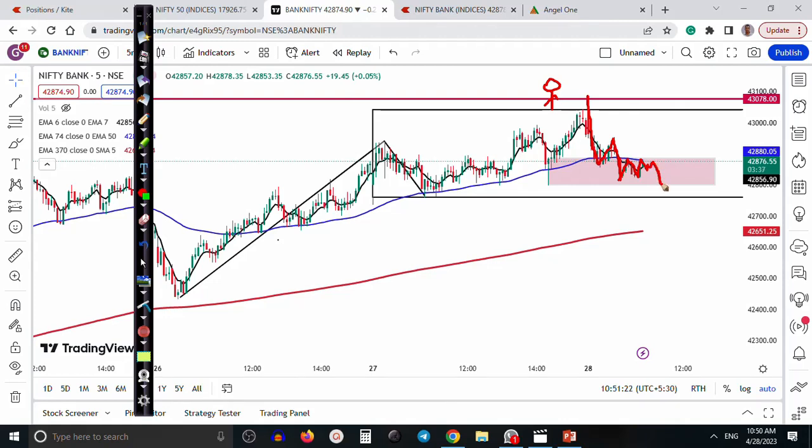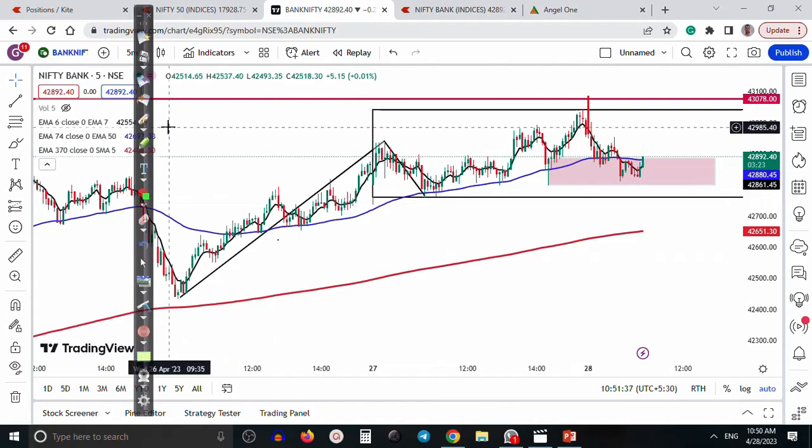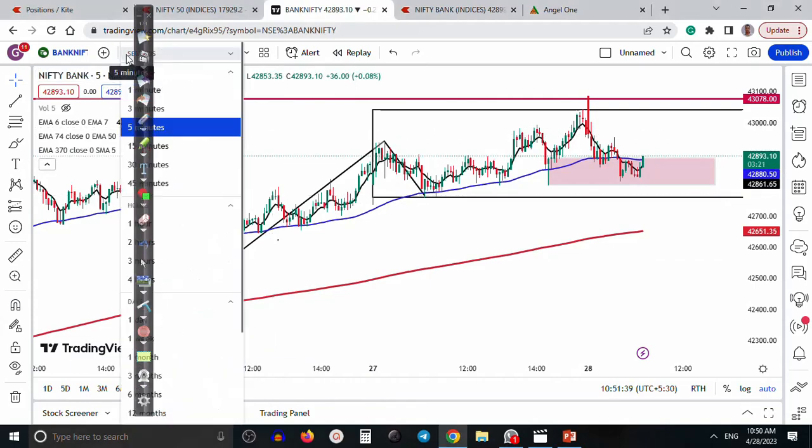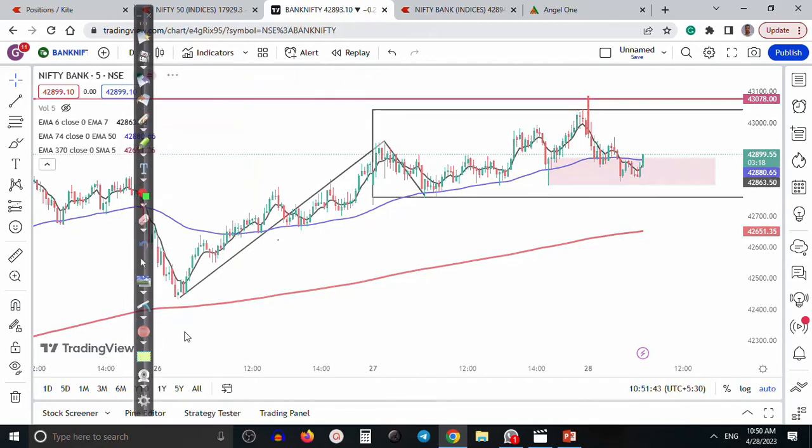I'd like to enter once price hits this session lower point, and if any buy signal forms, then definitely we'll go for buy using a 1:3 or 1:4 ratio. So why is this level most important? This red line, let me show you in the daily time frame.